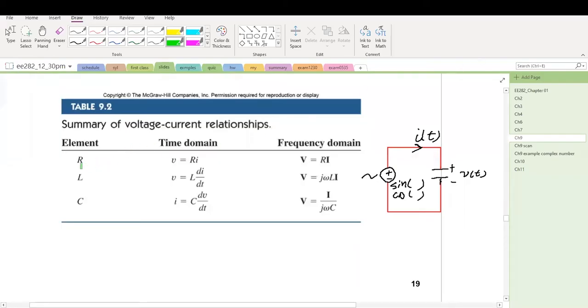In this video, we look at the three types of devices we have studied so far, namely resistor, inductor, and capacitors. And we look at the voltage relationship in the frequency domain now, namely the phasor domain. Let's review the voltage-current relationship in time domain first. For resistor, we know V equals Ri, and for inductor, V equals L di/dt, and for capacitor, we know I equals C dV/dt.